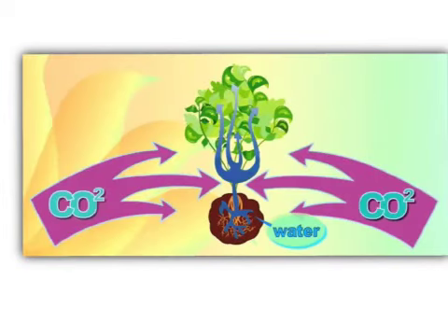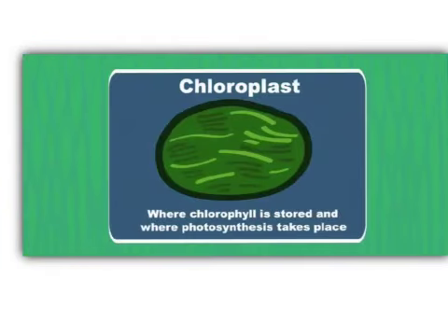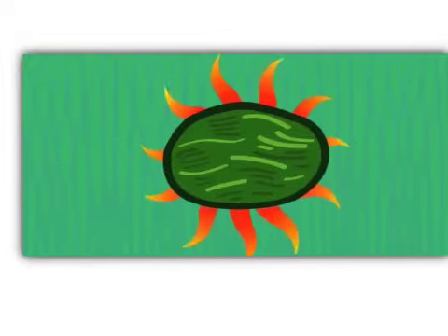It's true. Now, so far, our plant has water and carbon dioxide. Once those two ingredients find their way to the chloroplasts, we're really cooking. Chloroplasts? Yeah, chloroplasts are sort of like the plant's kitchen. Chloroplasts are where the plant stores chlorophyll and where photosynthesis takes place. The plant uses its chlorophyll to absorb sunlight. The chlorophyll uses the sun's energy to cook the water and the carbon dioxide.